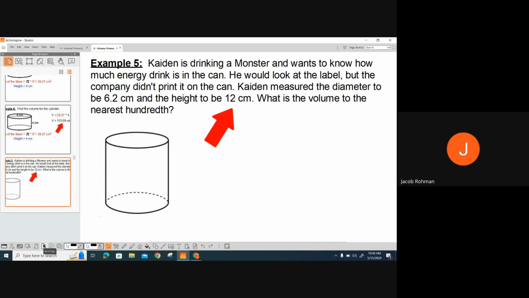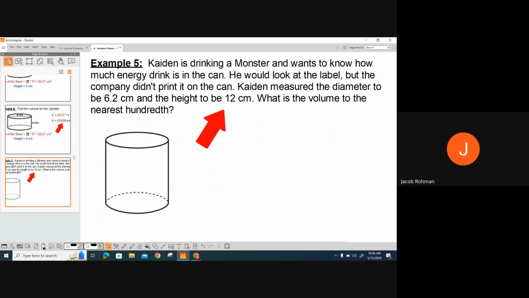Number 5, it says Caden is drinking a Monster and wants to know how much energy drink is in the can. He would take a look at the label, but the company didn't print it on the can. Caden measured the diameter to be 6.2 centimeters and the height to be 12 centimeters. What is the volume to the nearest hundredth?